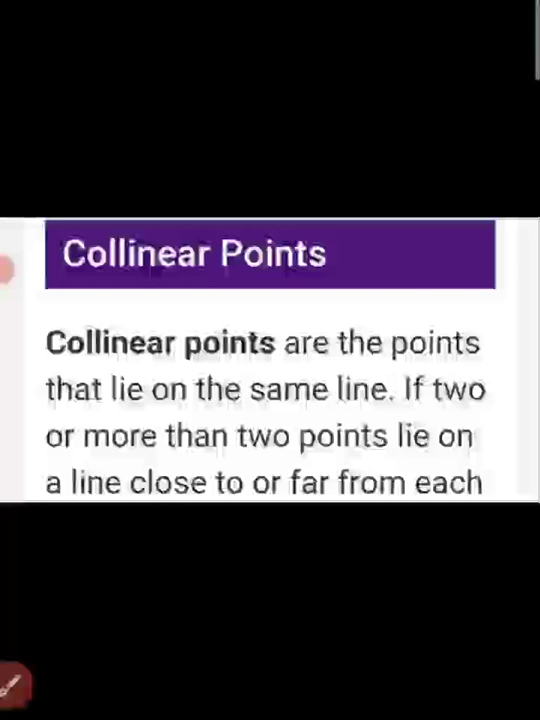Collinear points are the points that lie on the same line. If two or more points lie on the same line, they may be close to each other or far from each other. If the points lie on the same line, then these points are known as collinear points.